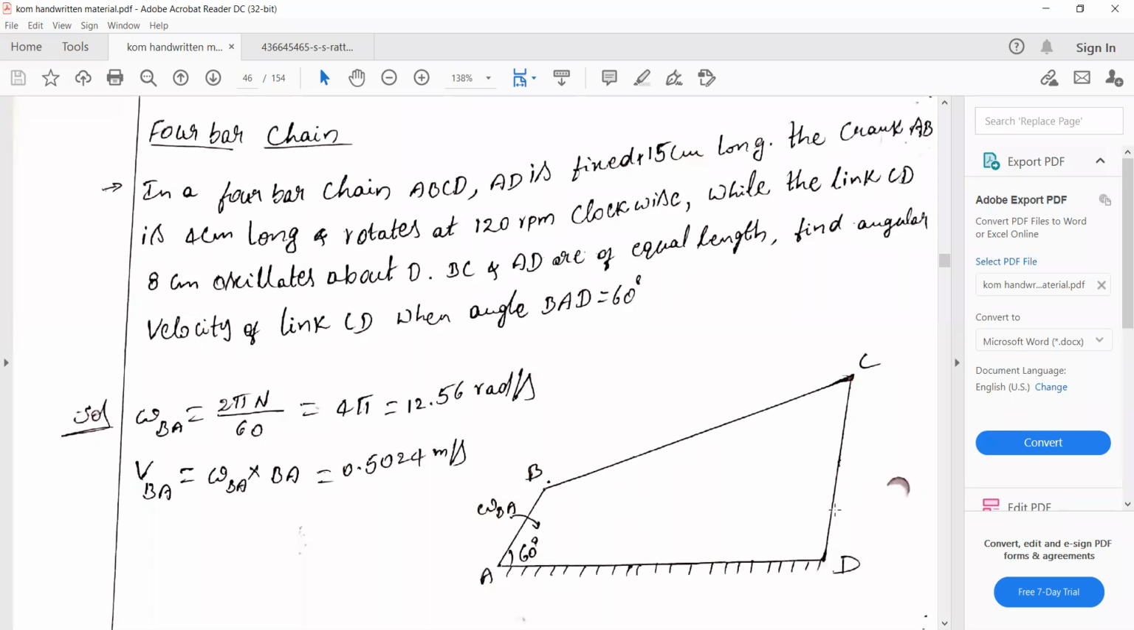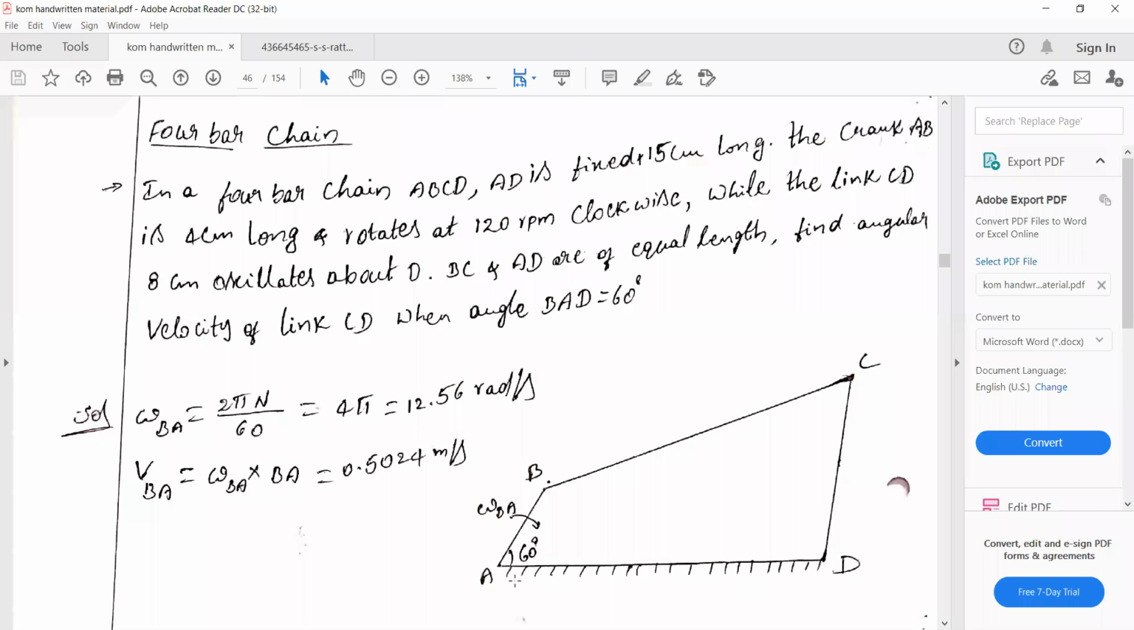So first you have to construct the polygon. Why? Because it is a 4-bar chain, which seems to be a trapezium, so one polygon is there. From the given data, the angle BAD is also there, 60 degrees.